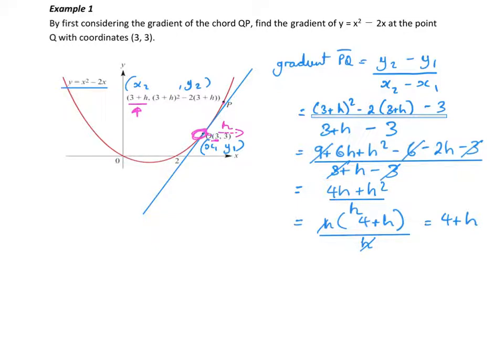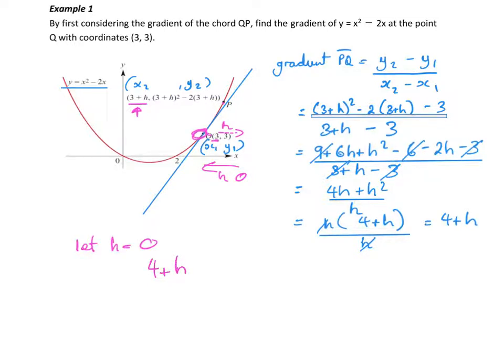So what about if we let our h value tend toward 0? Let's make h move towards 0, which basically means let h equal 0, because as it moves towards 0, it's basically becoming 0. So let's substitute that into our gradient for PQ, which was 4 plus h. Now that's the gradient for PQ, isn't it?